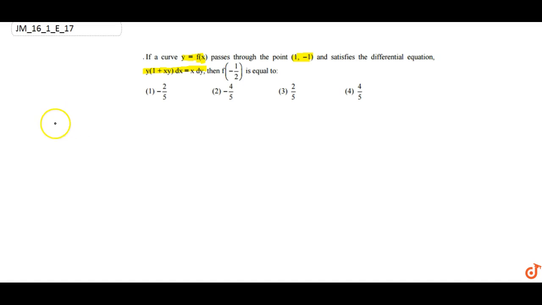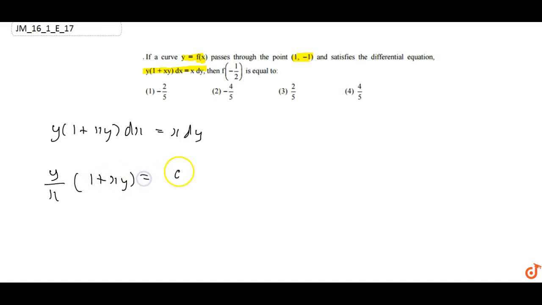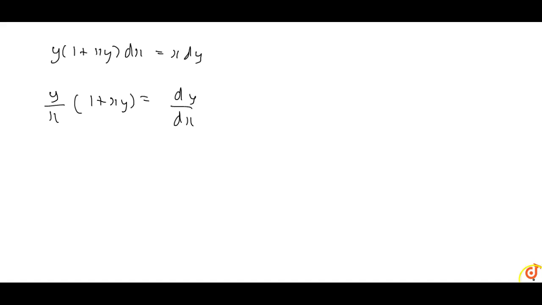So let's write down the differential equation: y(1 + xy) dx = x dy. So this becomes (y/x)(1 + xy) = dy/dx. Now this is a substitution problem. Substitute y = vx. So dy/dx becomes v + x dv/dx.